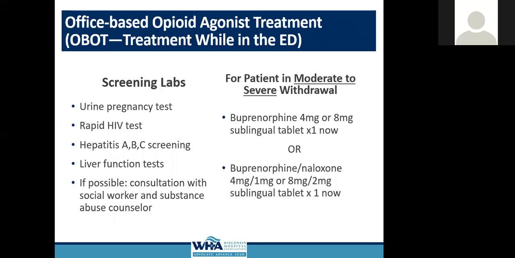So it's called OBOT, or office-based opioid agonist treatment. On the left here, we have our screening labs. This is basically the list that everyone should be sending. If you set up a program in your ED or your clinic, you'll have an order set. And then this ties directly into those special populations that may or may not be candidates for buprenorphine treatment.